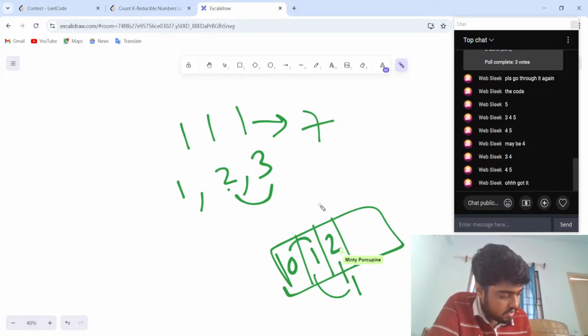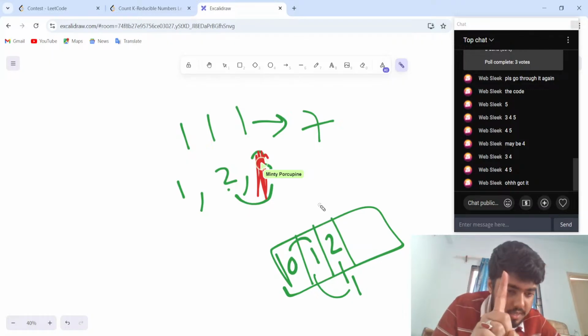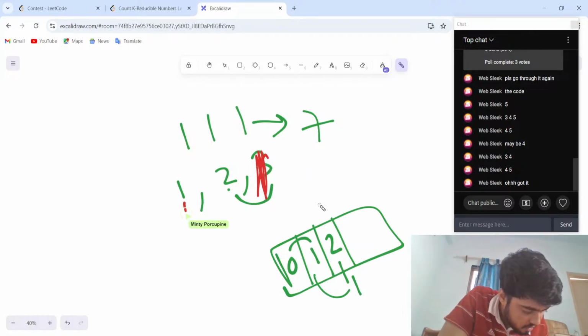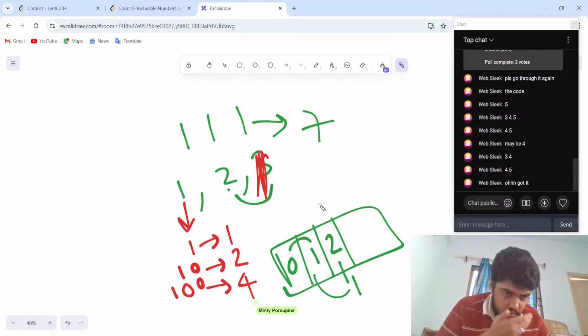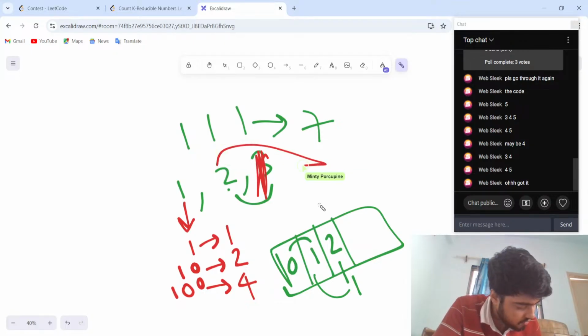Okay, clear? Now tell me, how many numbers are there from 1 to 7 only? Sorry, we are not going to consider this. For 1 to 6, for which just 1 bit is set, it can be either 1, or 1 0, or 1 0 0. So this is 1, this is 2, and this is 4. Right? Clear?